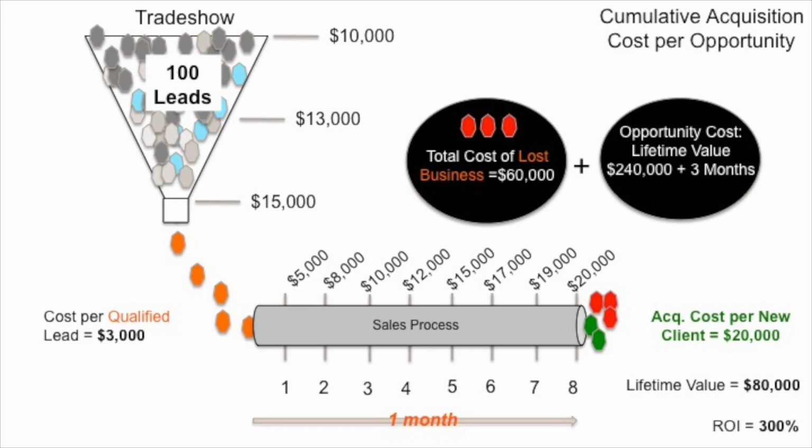So not only, let me repeat again to summarize, did I lose $60,000, which is $20,000 times 3, the cost of going through the sales process, I also lost $240,000, which is $80,000 times the 3 customers I lost. Remember, the $80,000 is the lifetime value. So that's $300,000. Plus, I also lost 3 months of opportunity costs. That is the total cost of what it costs to lose somebody, or a client in this case.